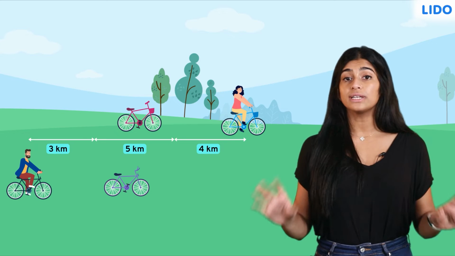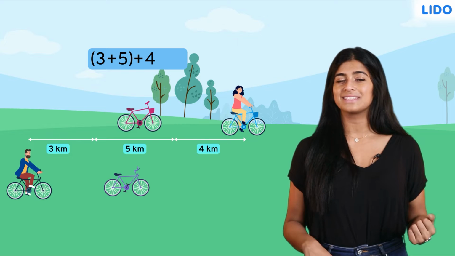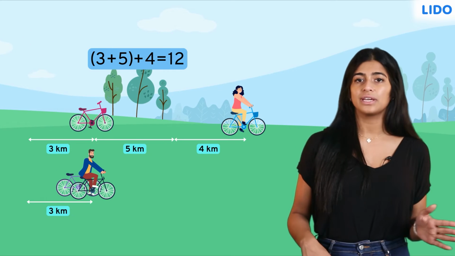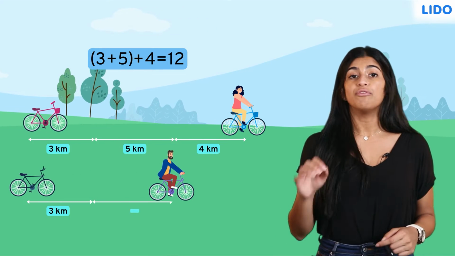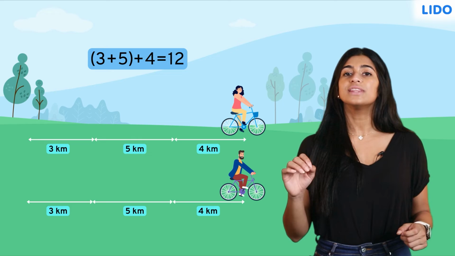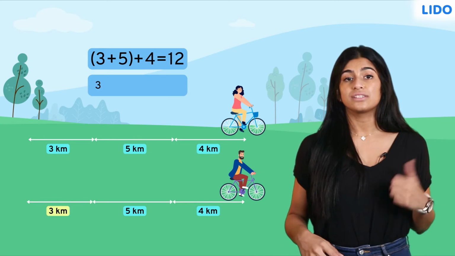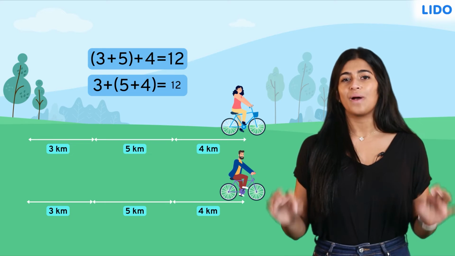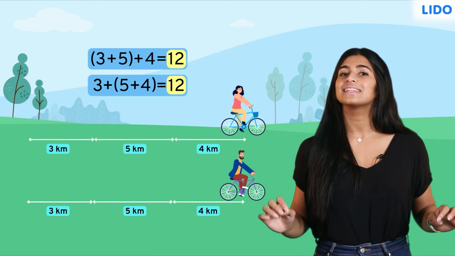So, the total distance she cycled is 3 plus 5 plus 4 kilometers. That is 12 kilometers. Raj cycles for 3 kilometers on the first cycle. Then he covers 2 stretches of 5 and 4 kilometers on the second cycle. The total distance travelled by Raj is 3 plus 5 plus 4 kilometers. That is also 12 kilometers. The result in both the cases is exactly the same.